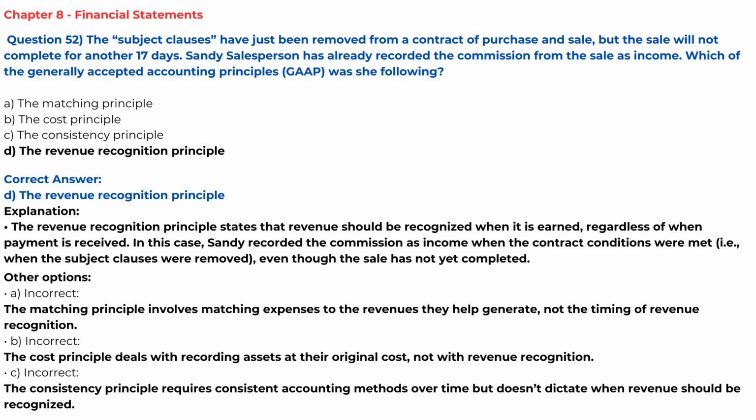Other options: A, incorrect. The matching principle involves matching expenses to the revenues they help generate, not the timing of revenue recognition. B, incorrect. The cost principle deals with recording assets at their original cost, not with revenue recognition. C, incorrect. The consistency principle requires consistent accounting methods over time, but doesn't dictate when revenue should be recognized.